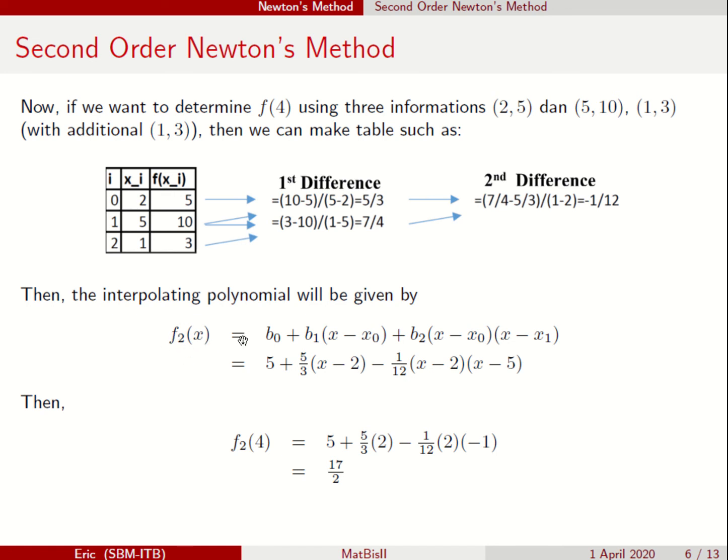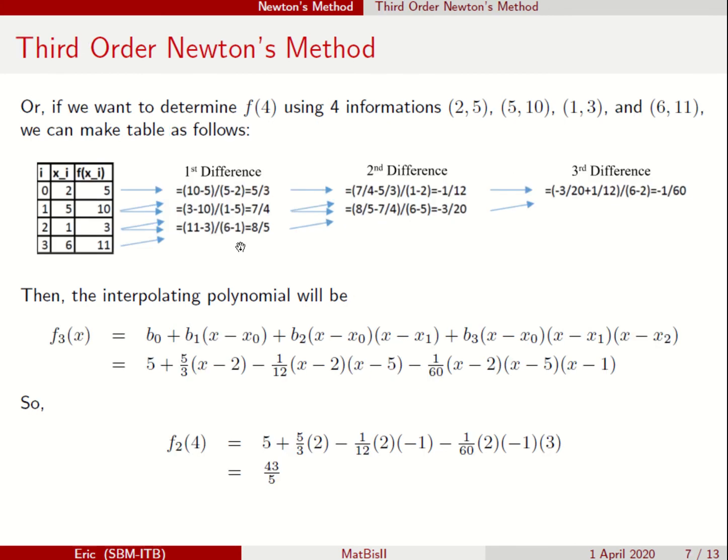The second order interpolating polynomial equals, this is the formula, b0, 5, plus b1, 5 over 3, times x minus x0, x0 is just 2, plus b2, b2 is minus 1 over 12, times x minus x0, x minus x1. x0 is 2, x1 is 5. So I have this as our second order Newton's divided difference interpolating polynomial. And at 4, I can substitute. So this is the second order of Newton's method.